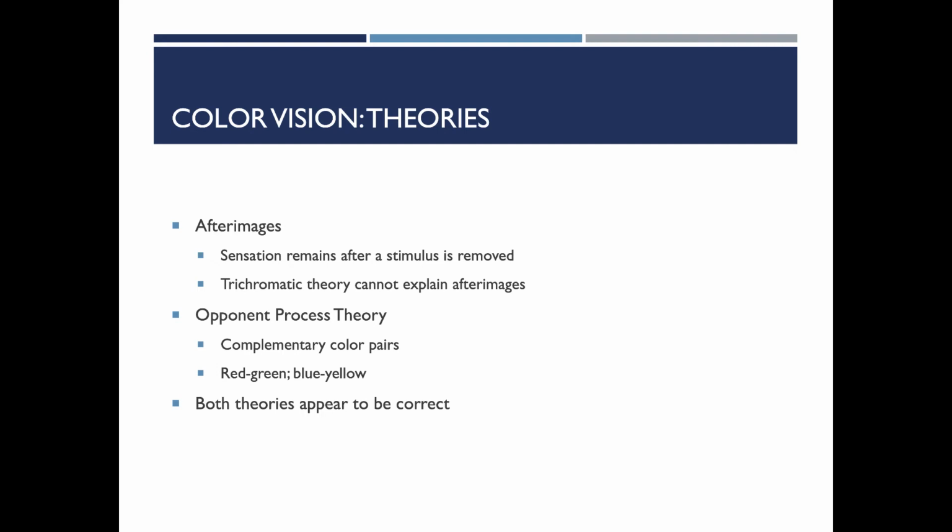So the opponent process theory can explain these color after images, and it can also explain why certain people have color blindness, in the sense that you will get blue and yellow confused or red and green confused if you have one of those specific types of color blindness.